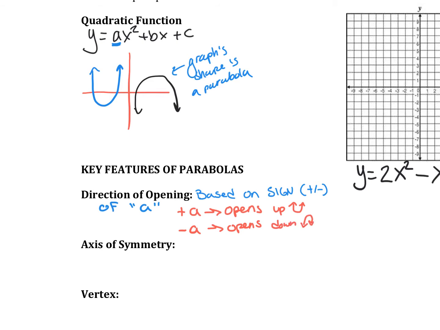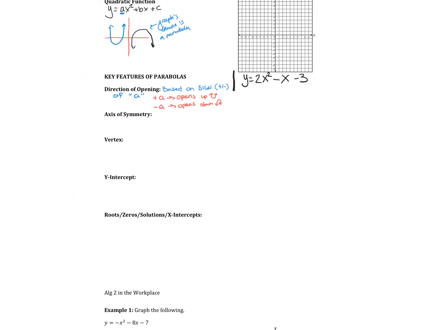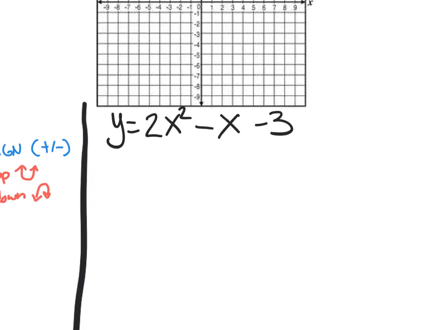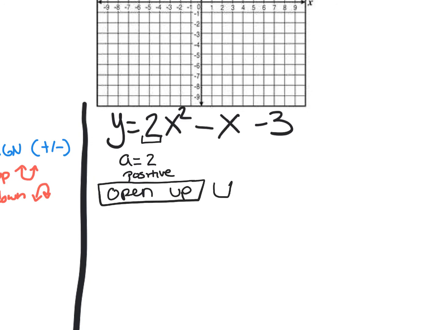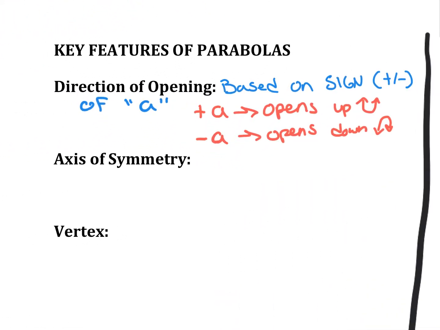Okay, so for our example over here, and I'm going to draw a divider here, our a value is 2, which is positive. So that means our parabola will open up. So we know that our graph should have a general shape like this. The two arrows should be pointing up when we have our graph sketched. Okay, so that's direction of opening.